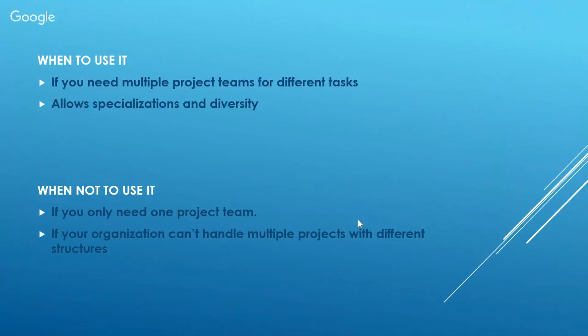When you don't want to use it is if you only have one project team, then you can't even use composite because you only have one project team and you need two or more. And another example is if your organization can't handle that there's different structures running inside of it. Then it would be a bad idea to use it.